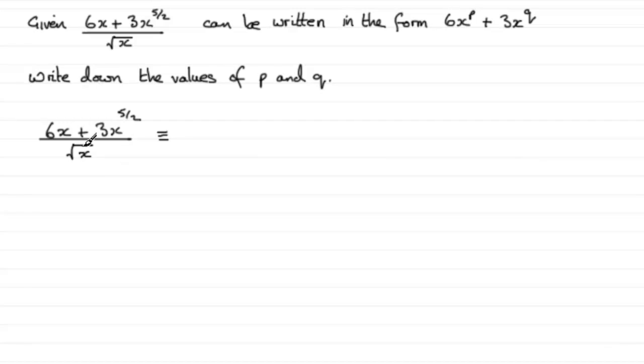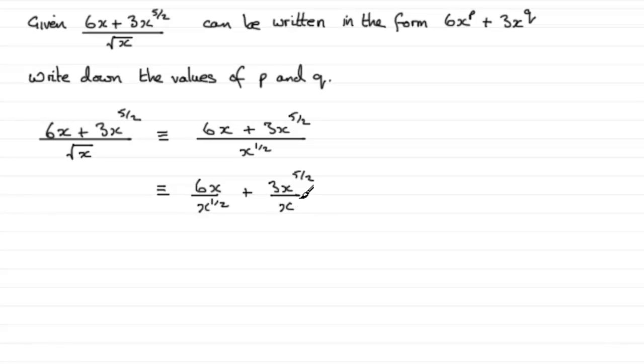Well, what we've got to do is realize that the square root of x can be written in power form as x to the power half. So I'd write that down there as x^(1/2). And then we've got on the top 6x + 3x^(5/2). Now, we can do this in 2 ways to get this kind of format. One way is, because we've got a single term on the bottom and a couple of terms on the top, we can think of this as being identical to 6x over x^(1/2) plus 3x^(5/2) all divided by x^(1/2).